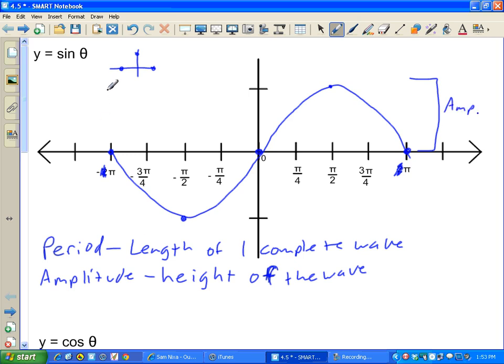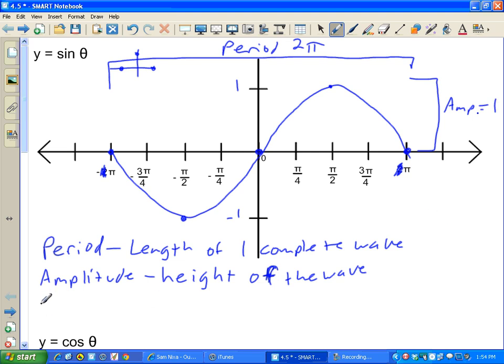Okay, and our period would be from here to here. This would be the period. If you notice, our period is from negative pi up to positive pi, which is a total of 2 pi. And our amplitude, since the highest value we can get for sine is 1, that's our amplitude.